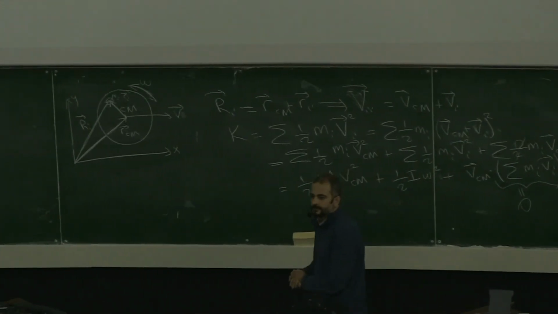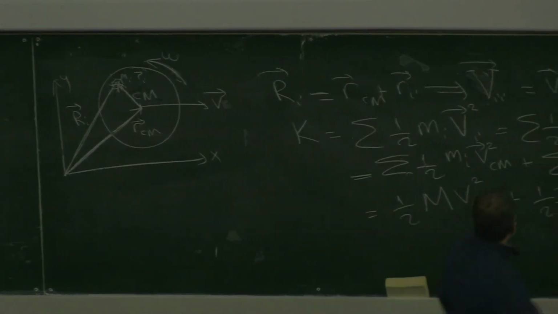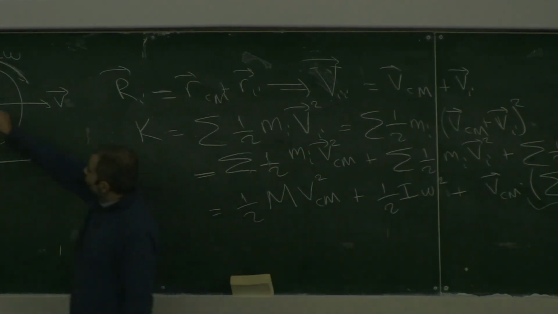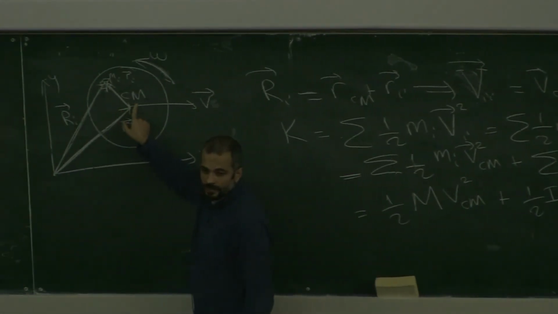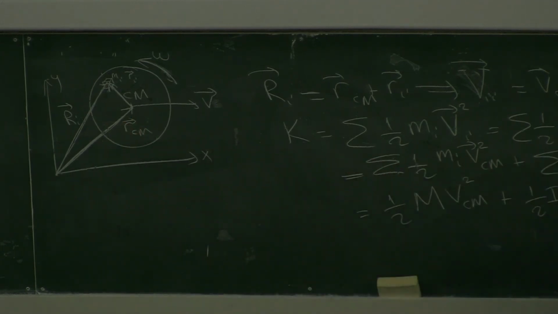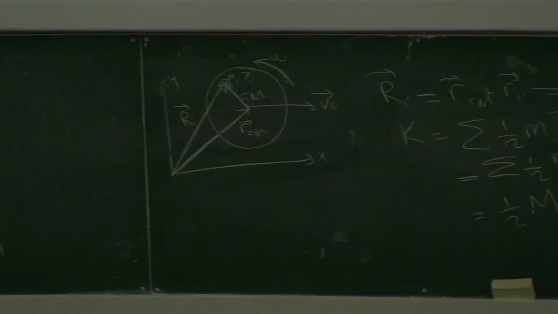Yes? Well, you see, this small r_i is the position of my object relative to the center of mass. Okay? So this v_i is nothing but dr_i by dt. That is the velocity of my object relative to the center of mass.